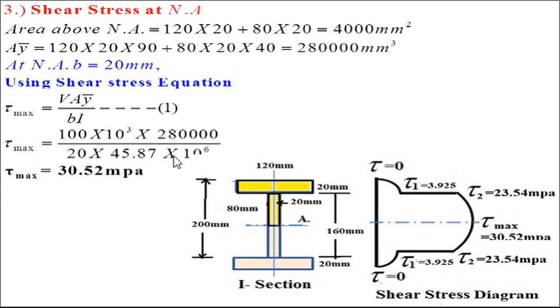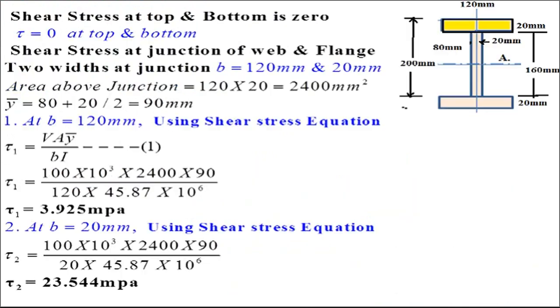So problems are very simple. Everywhere you have to use this equation, but at every location, at every junction, your Ay bar and b change. V and I remain the same in all the cases.